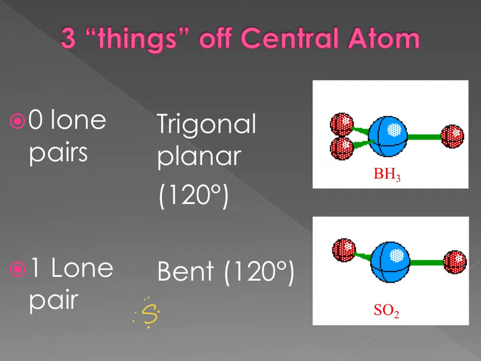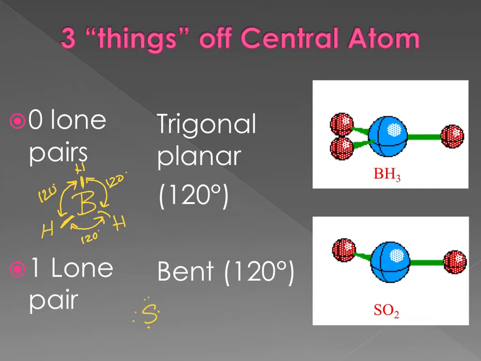And this one has 0 lone pairs. So if I draw out the structural formula, it would look like this. Boron would be my central atom, and then I would have hydrogen coming off as the external atoms. And again, each line represents a pair of electrons that are being shared. They're going to try to get as far apart as possible, resulting in a 120-degree angle all the way around that molecule.